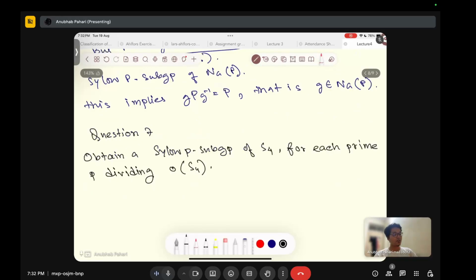So for each given prime that divides the order of S4, and the order of S4 should be what? That should be 4 factorial, that is 24. So what are the primes that divide 24? Should be 2 and 3, only 2 and 3, right? Because 24 is 2 cube times 3.